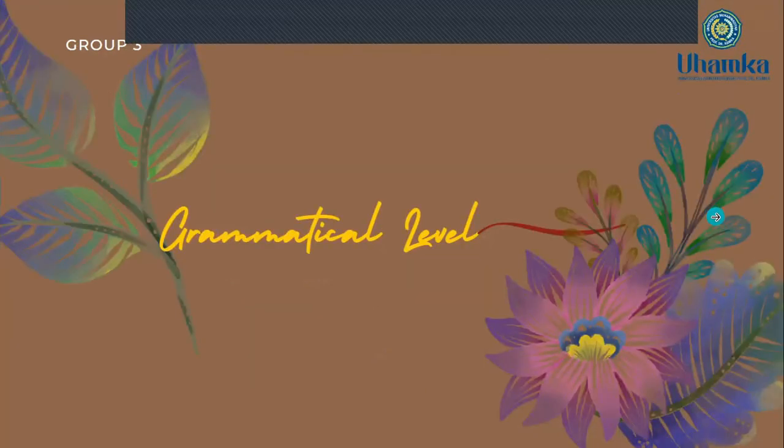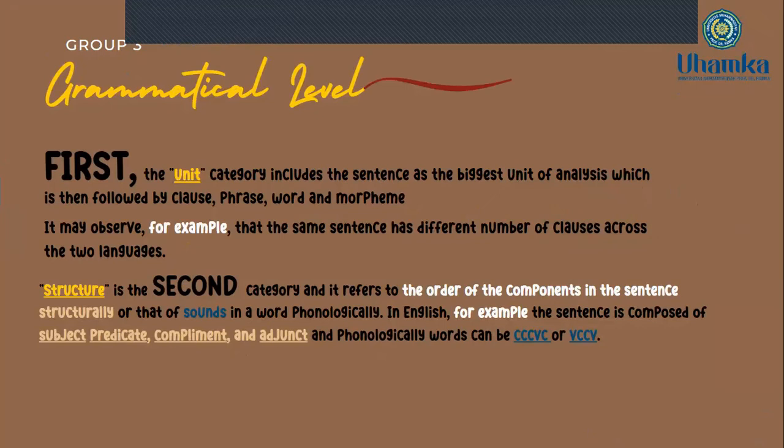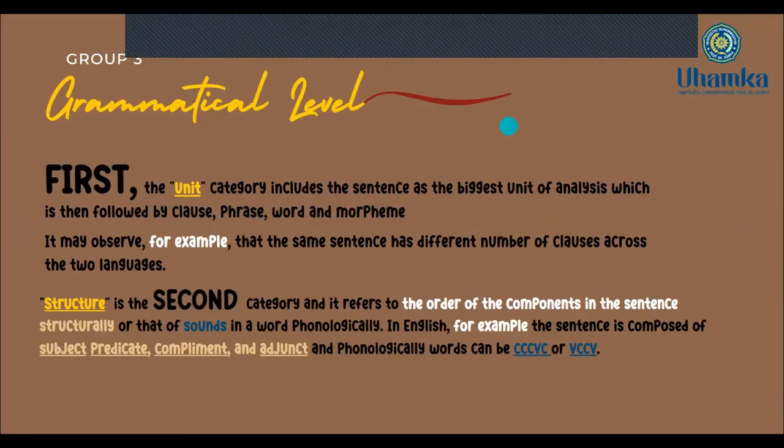Alright, next, the grammatical level will be explained by Fatimah. Alright, so the grammatical level. First is the unit category, which includes the sentence as the biggest unit of analysis, which is followed by clause, phrase, word, and morpheme.